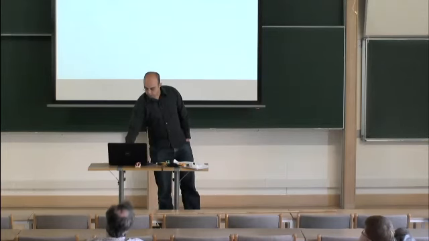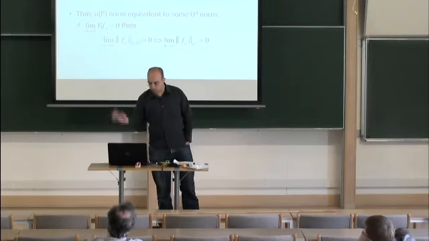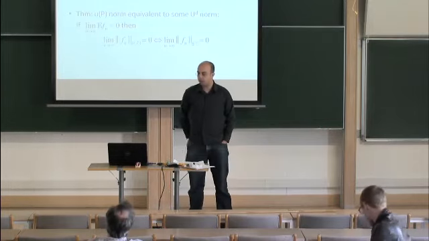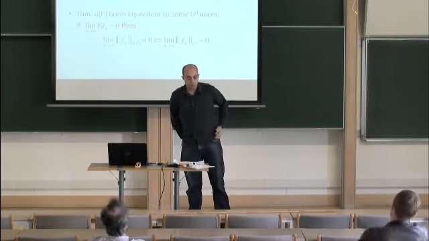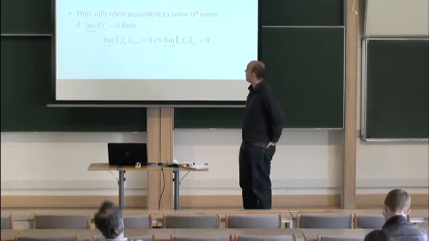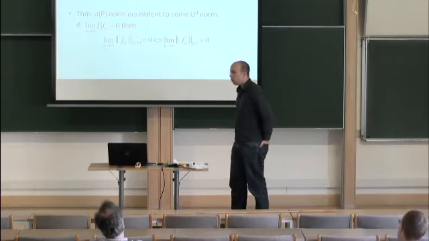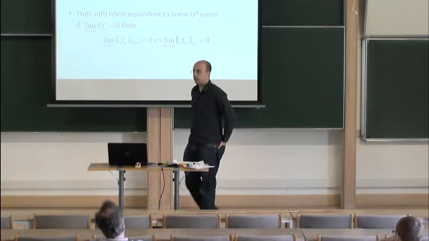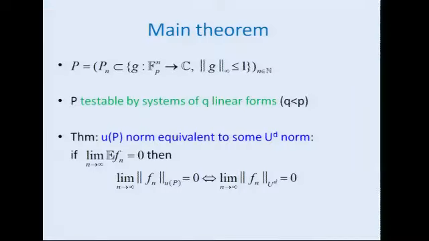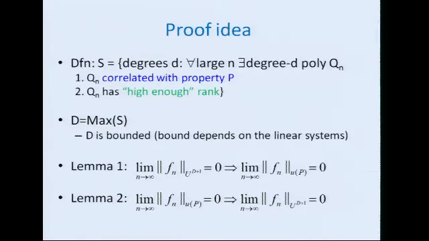So now let me get to the proof, and I will just describe the proof for the complex setting because it's somewhat easier to state here. Again, what we want to show is that if you're given any property that is testable by a set of linear forms, then essentially the norm correlation this property induces is equivalent to some uniformity norm. Okay, so that's what I want to show, and I'll highlight the proof ideas. So here is the main idea.